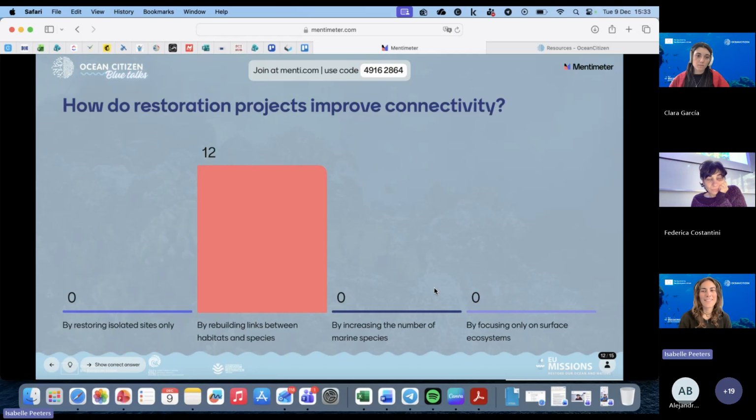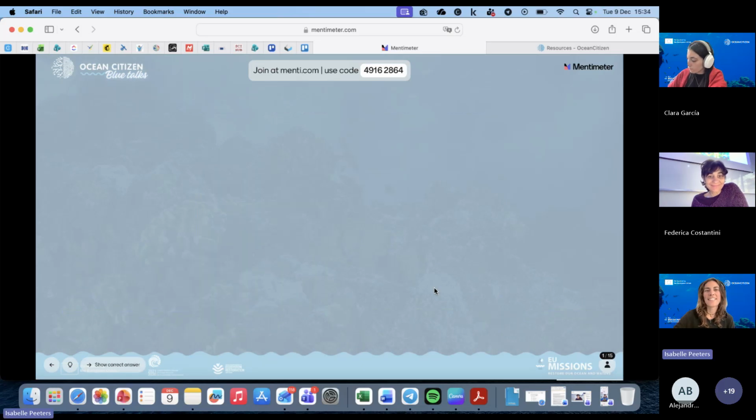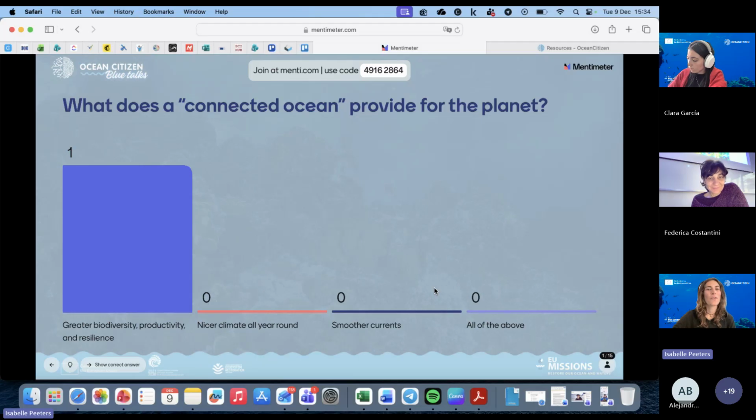I think everybody agrees on that one as well, right? So rebuilding links between habitats and species at the population or community level is key to improve connectivity in a marine ecosystem. Great. To the next. Someone already got there.